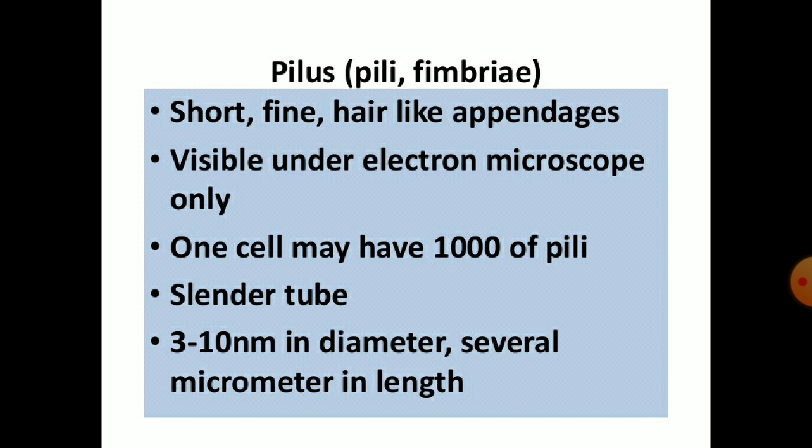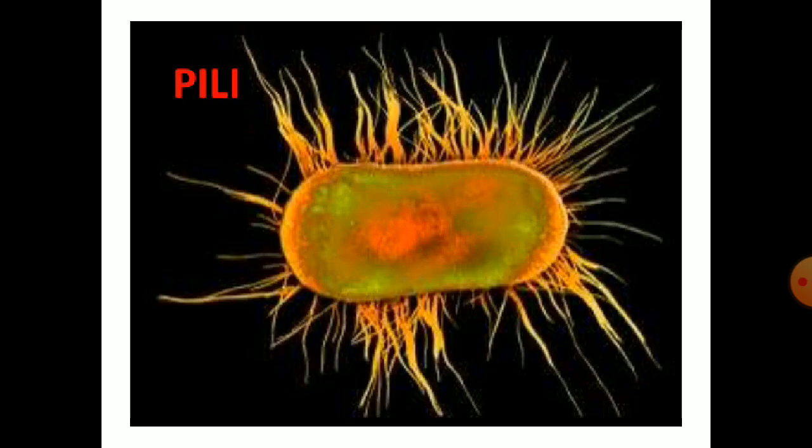Next is the pilus or fimbria. Short, fine, hair-like appendages, visible under the electron microscope only. The cell may have thousands of pili, slender tubes, 3 to 10 nanometers in diameter and several micrometers in length. This is the structure of the pili.